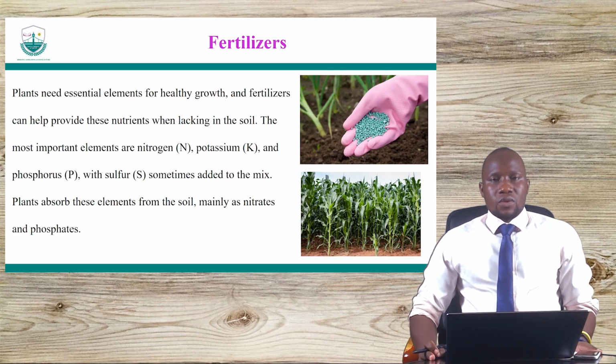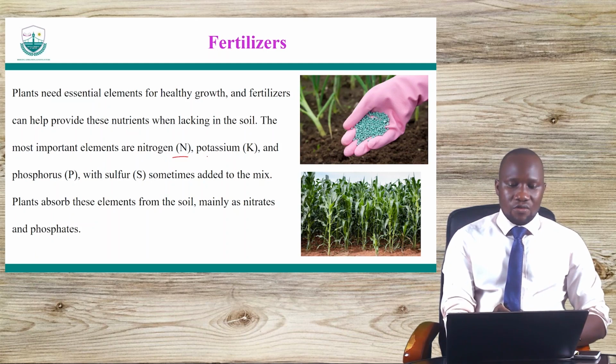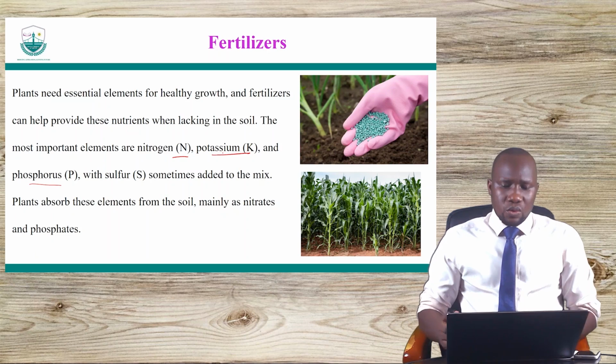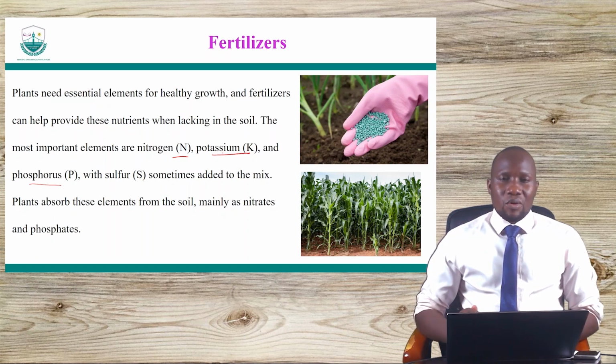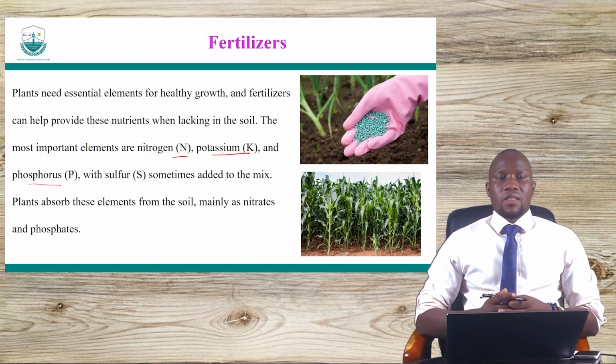Okay, so the plants basically need nutrients, and we have those that are needed in larger quantities. We can call them the major nutrients that plants need. We have nitrogen, phosphorus, and then potassium. Nitrogen, phosphorus, and then potassium, right? And then sulfur is also needed. These are important nutrients for our crops. Okay, so they get these nutrients from the soil.